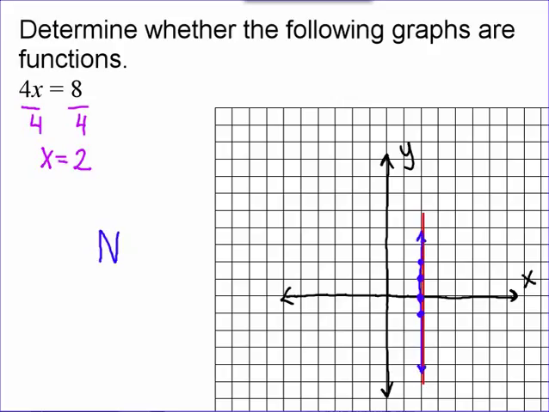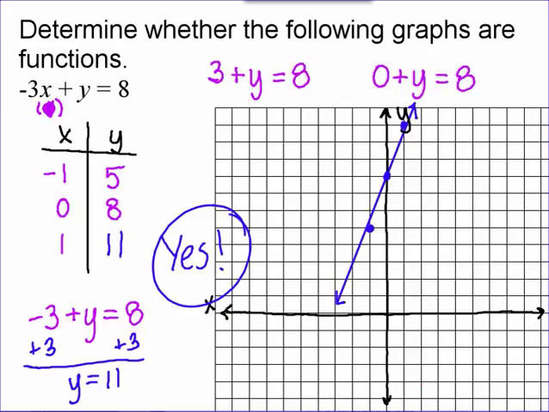Now, on that problem before, as I pass the vertical line over on this page, at any given time, it's only gonna touch one point. Is that a little clearer?